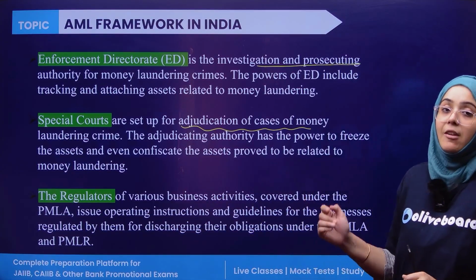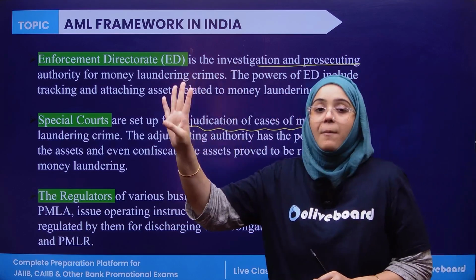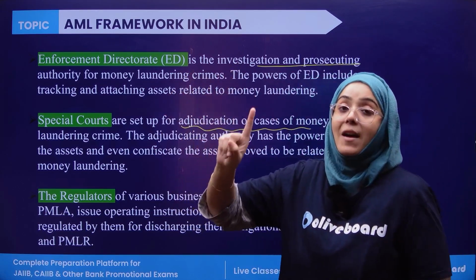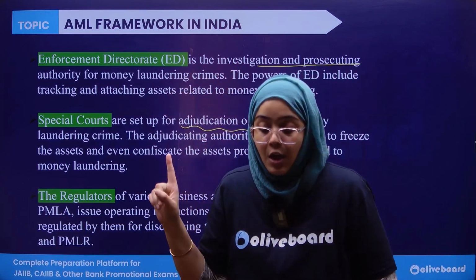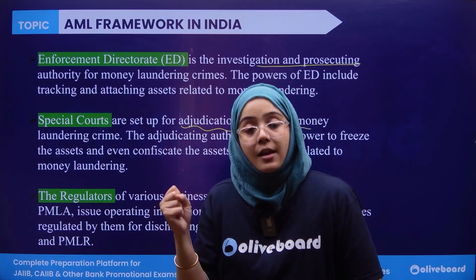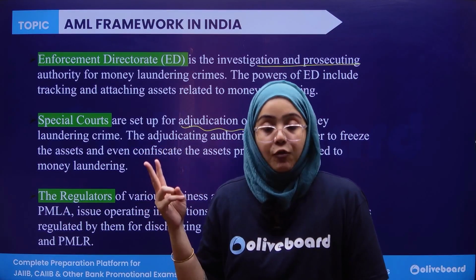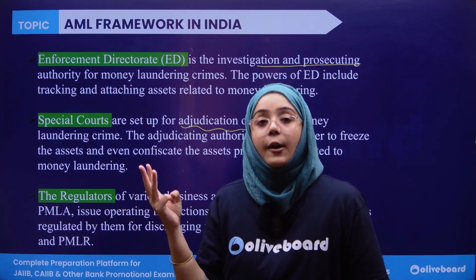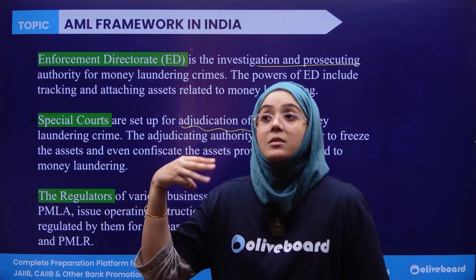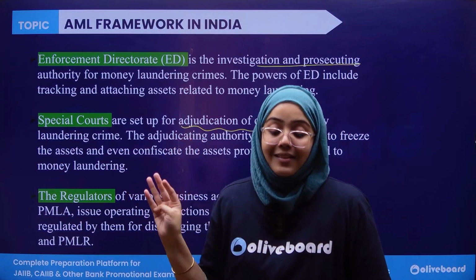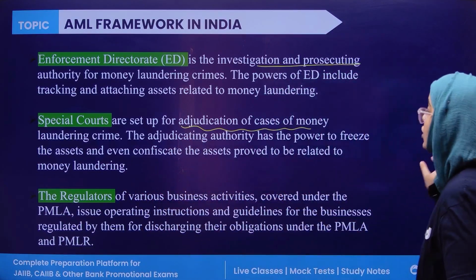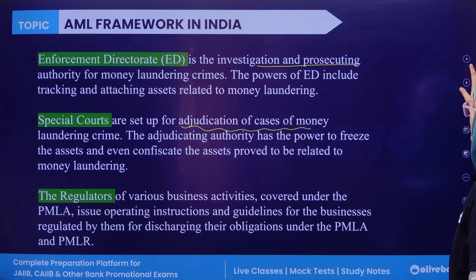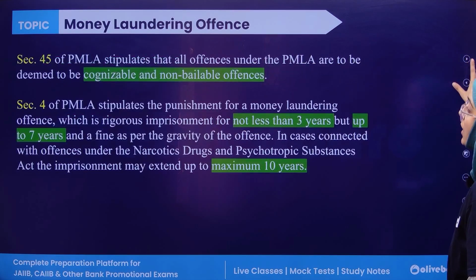So this is the AML framework. There are four steps. First of all, there is FIU, the Financial Intelligence Unit India, which is responsible for giving the information. Second, there is the Enforcement Directorate, which investigates. Special courts judge and decide the punishment. And lastly, there are regulators who discharge the financial authorities within this framework.